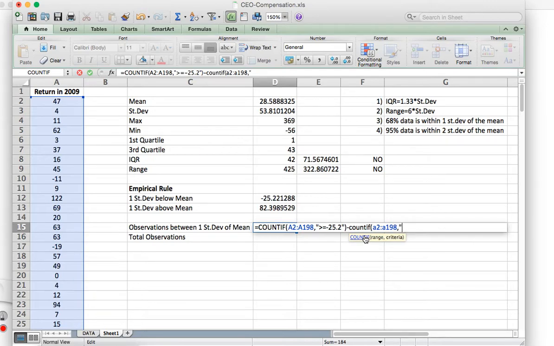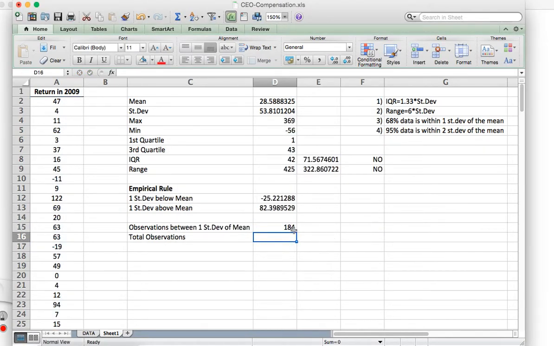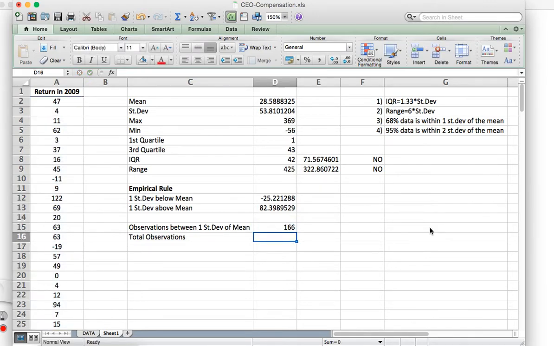and within quotation marks, greater or equal to 82.39, so 82.4 maybe. Well, it won't be that precise, but let's see. Okay, I forgot to close my quotation mark. Luckily Excel saved all this that I entered already. Done. So it turns out that 166 observations lie within these two values, basically within two returns.